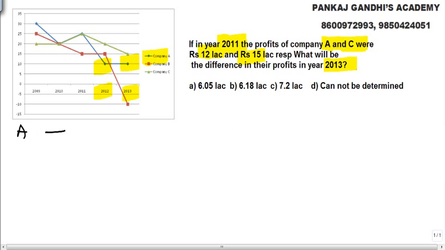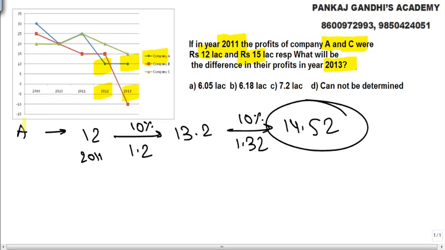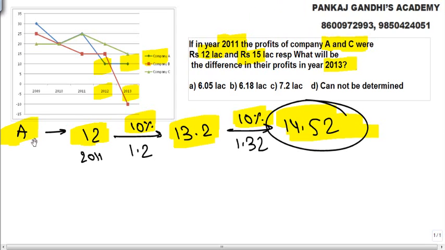So A, if it was 12, 10% it got increased. If in 2011 this had a 10% increase, then next year a 10% increase on that, what it becomes is 14.5. I repeat, if A's profit was 12 in 2011, 10% increase, again 10% increase.